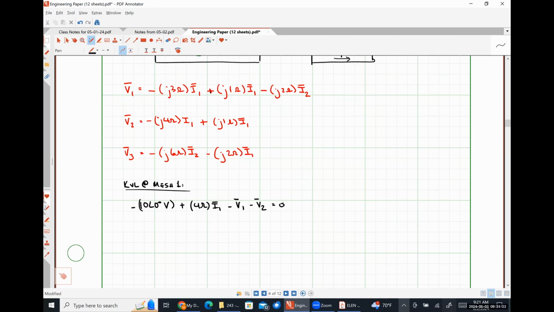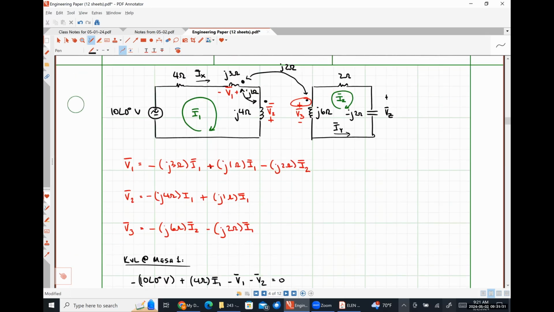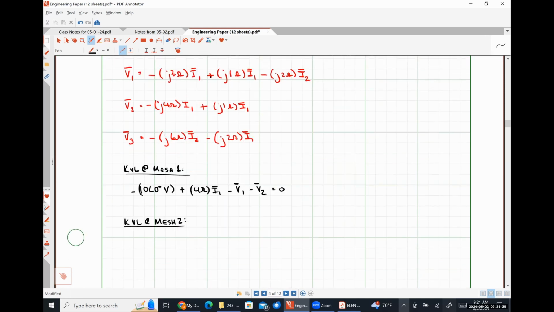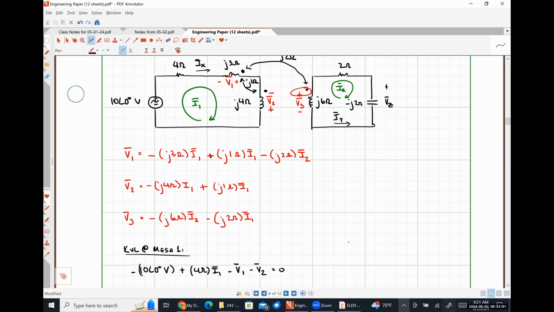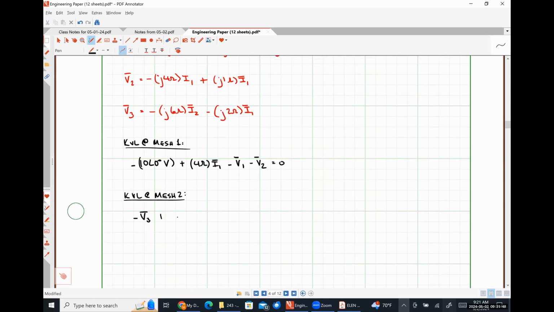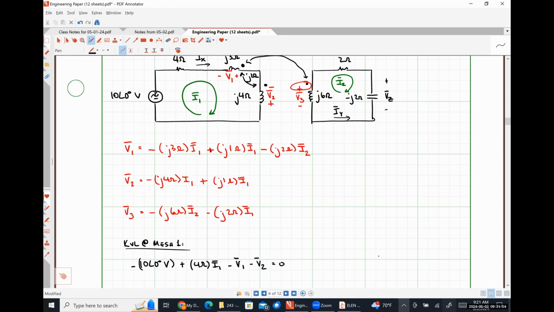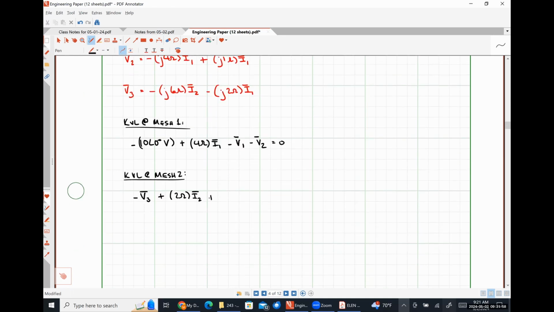is equal to 0. Now I'm going to do KVL around mesh 2. So starting from the bottom left-hand corner, the first thing I see is the negative polarity terminal of the voltage V3. So I'm going to have negative V3. Then I see the 2 ohm resistor. So that's just going to be plus 2 ohms times I2. Then I see the negative J2 ohm capacitance. And the current of I2 is flowing through that. Set it equal to 0 and solve this system of equations, which is what MathCAD's all about.